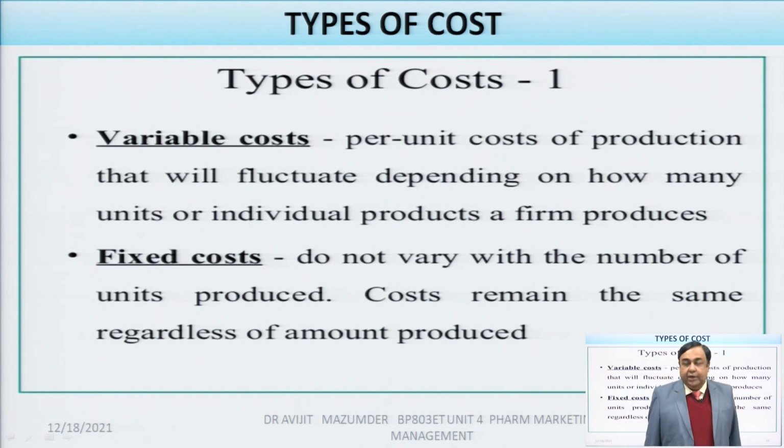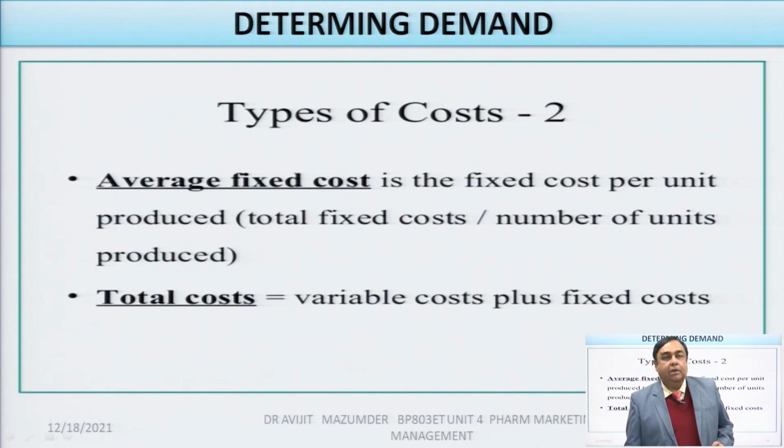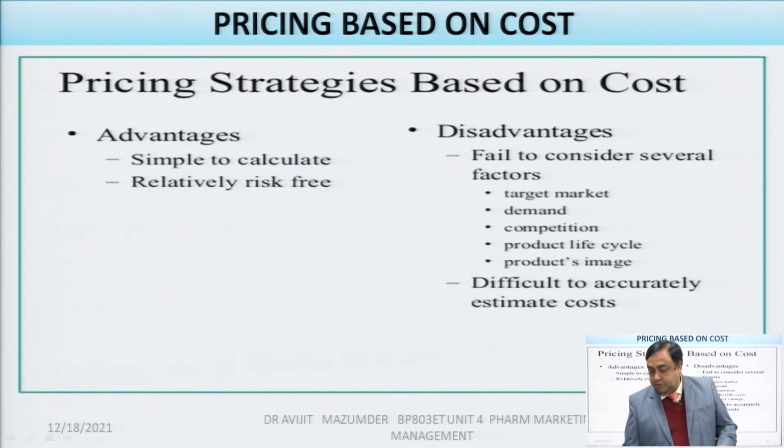Now, we are talking of the variable cost and fixed cost. Variable cost is the per unit cost of production that will fluctuate depending on how many units are produced. Fixed costs do not vary with the number of units produced. The cost remains the same regardless of the number of items produced. Finally, the total cost is the sum total of the variable cost as well as the fixed cost.